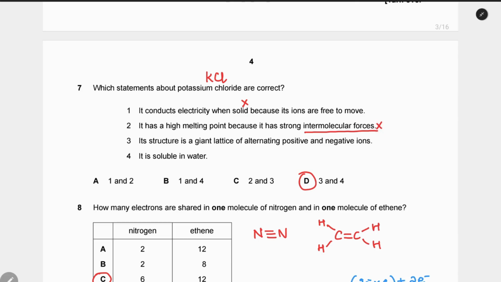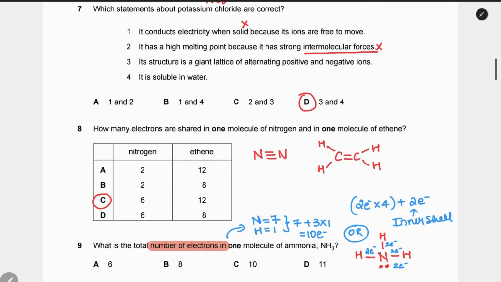It has a structure of a giant lattice of alternating positive and negative ions, which is correct. And it is soluble in water, which is also correct. So the third and fourth are the correct statements. So the correct option is D.